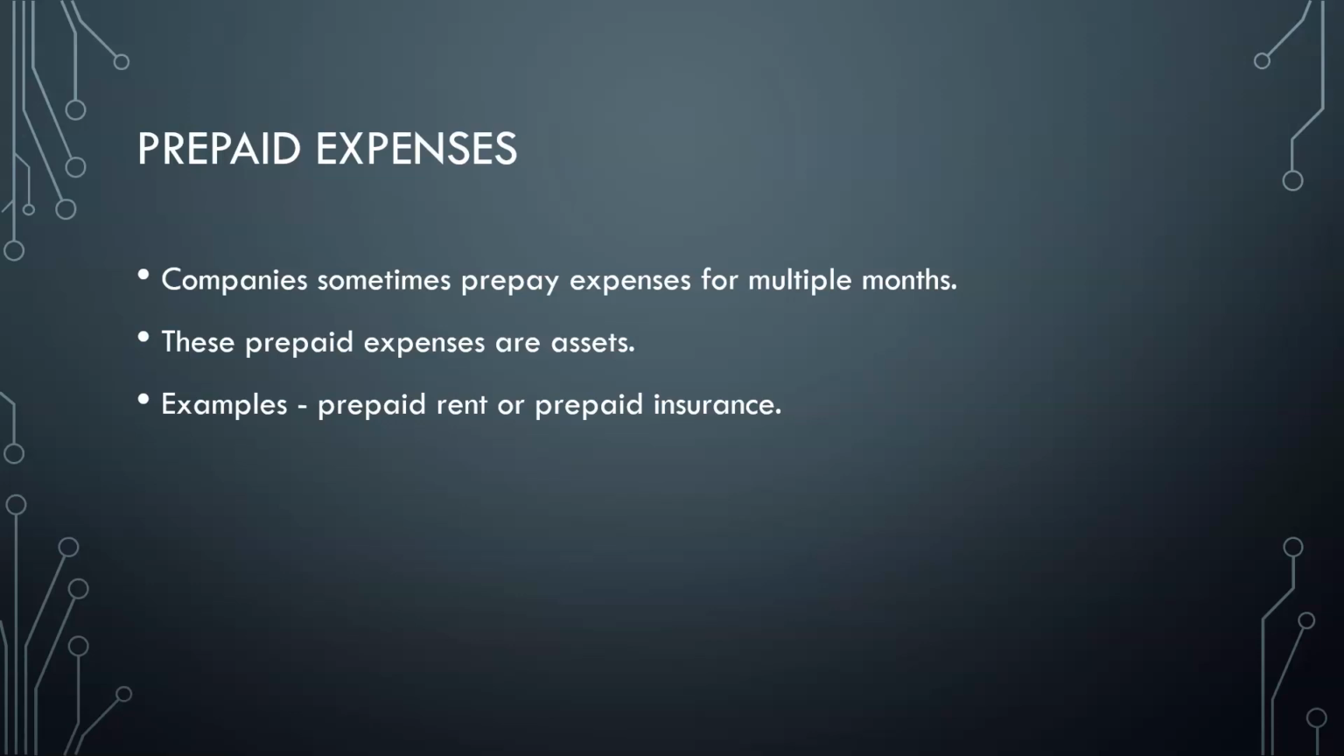Examples of prepaid expenses are typically prepaid rent, where a company will pay for multiple months of rent in advance, or prepaid insurance. Again, a lot of companies will pay for 6 months of insurance in advance. Again, these prepaid expenses are recorded as assets. Prepaid expenses are an example of a deferred expense. Now let's see how they record the expense when it's used up.